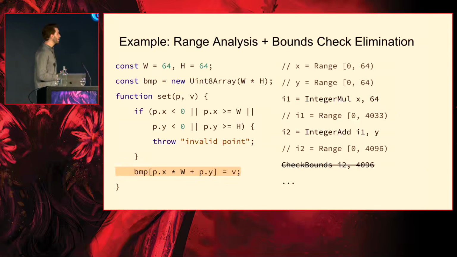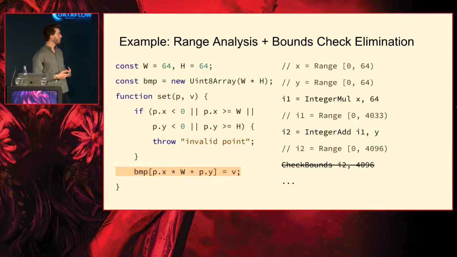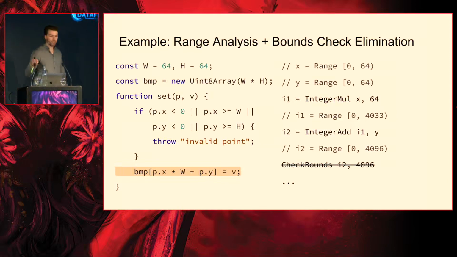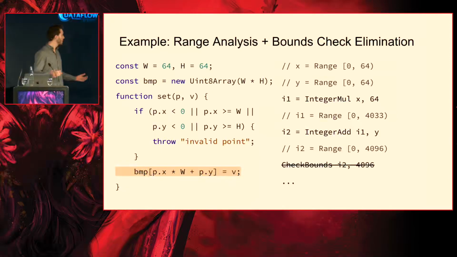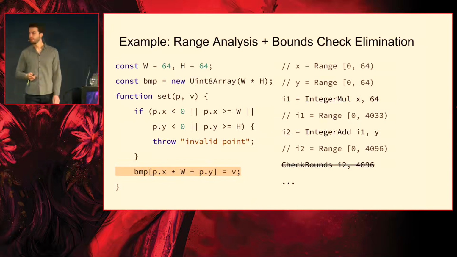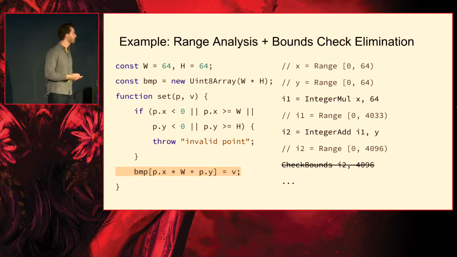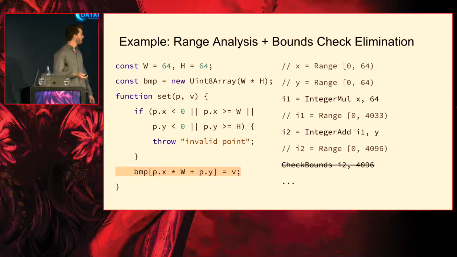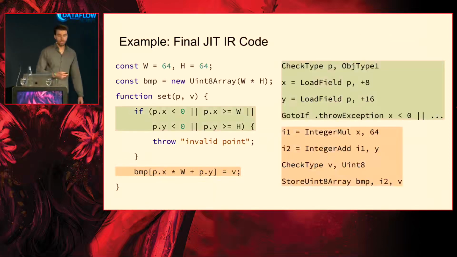And then you see, well, this bounds check is really not necessary. The bounds check just checks if it's between 0 and 4096, but we already know that. So let's get rid of this bounds check, because it's very expensive, of course. We don't want to do bounds checking. And so yeah, we can get rid of that.